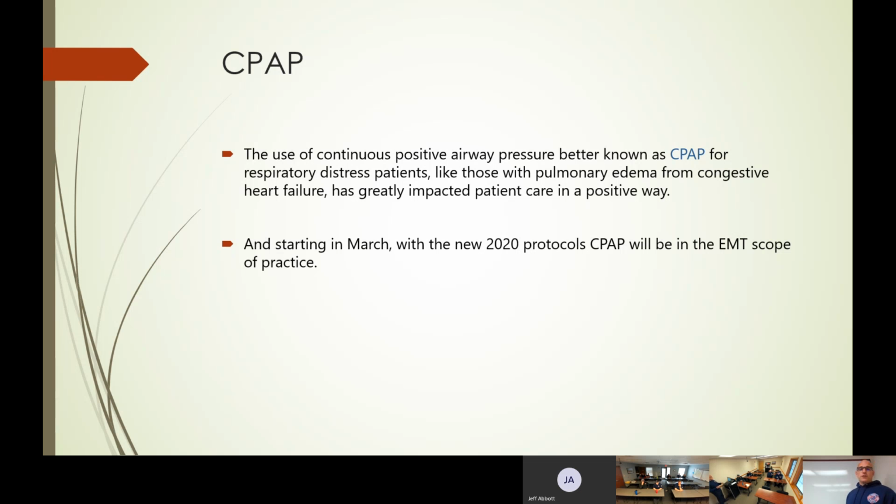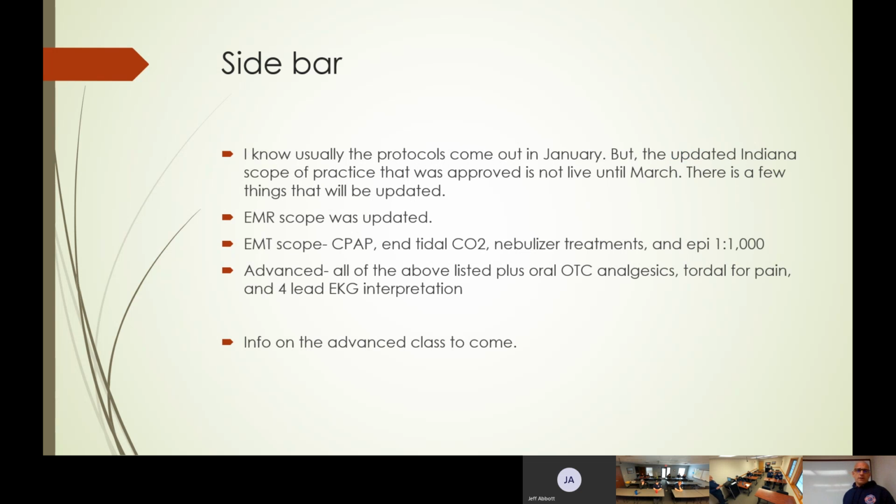So starting in March with the new protocols for the CPAP that is involved in the EMT scope of practice. And again, normally protocols are released in January, but they waited so that it would coincide with the state release of new skills from the EMS Commission. And that's why it went through March. I'm assuming at this point, everyone has done their protocol test. And if you haven't, we need to be sure and get one of those on file. Not something they're going to look very thoroughly at, but we do need to keep ourselves covered by doing that.